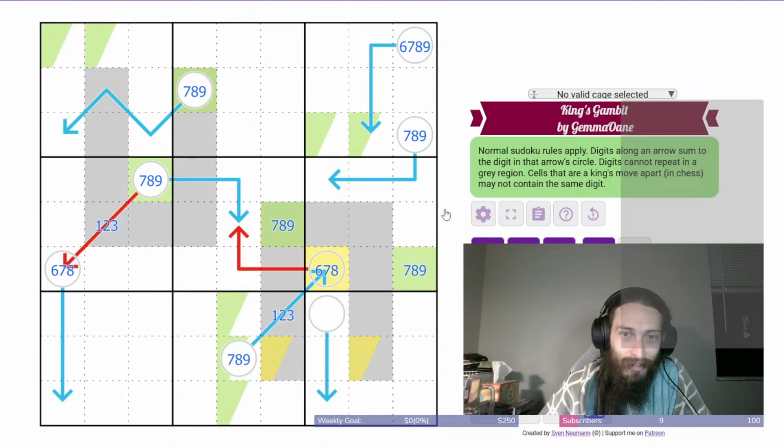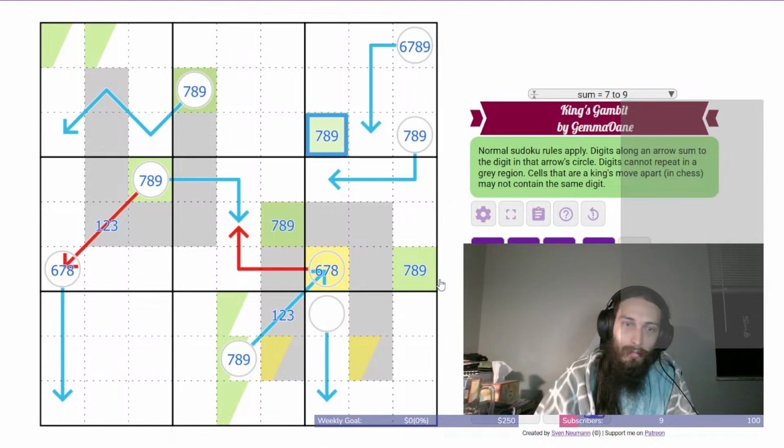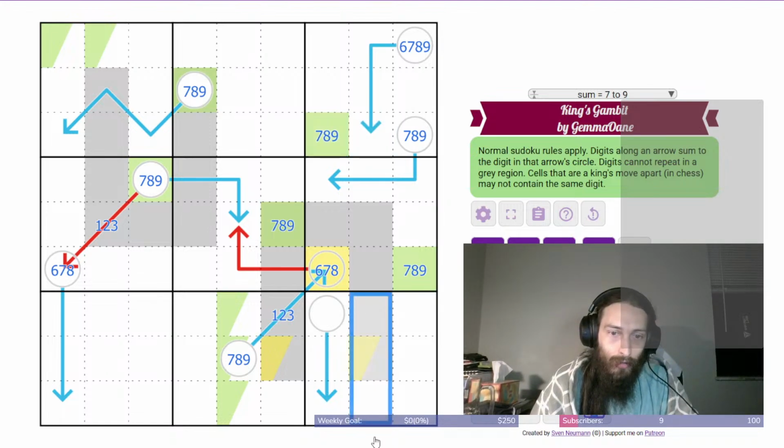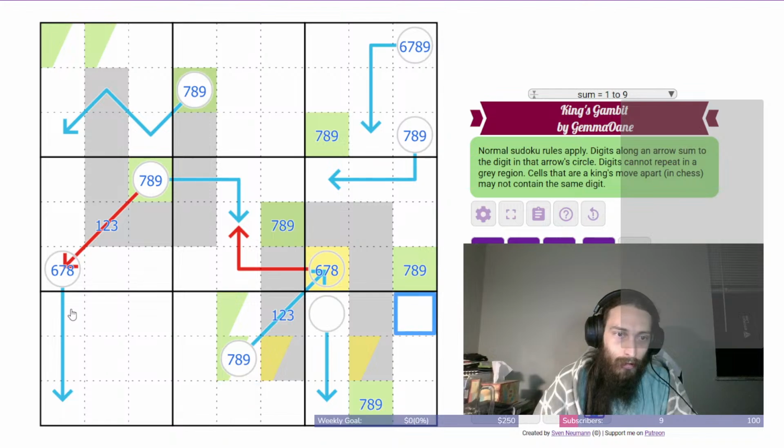So now, could this be 7, 8, or 9? If it was a 7, you've got 1 and 2. So no. So this is 7, 8, 9. And that means green has to be in here, but green's already in this gray U shape, which takes it out of there. And now, actually, it has to be one of these two. And that takes it from there.